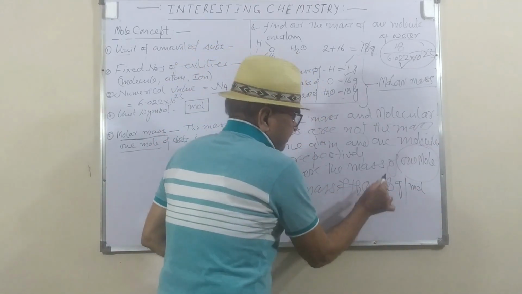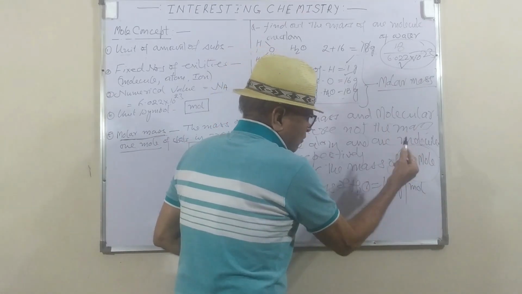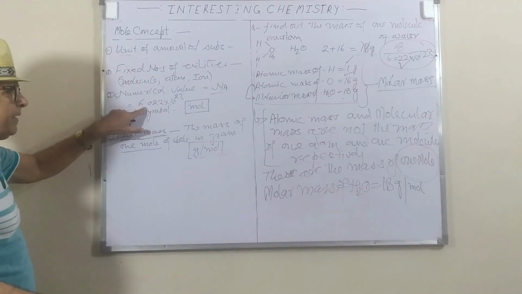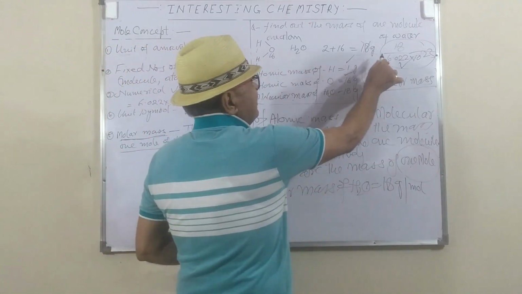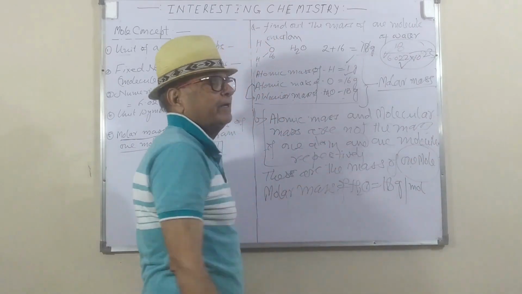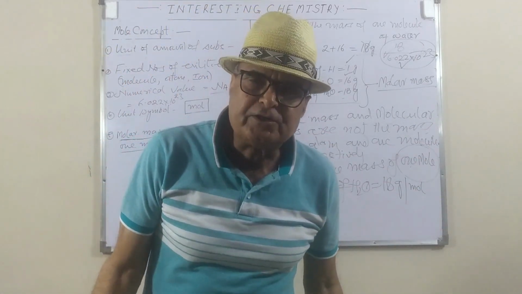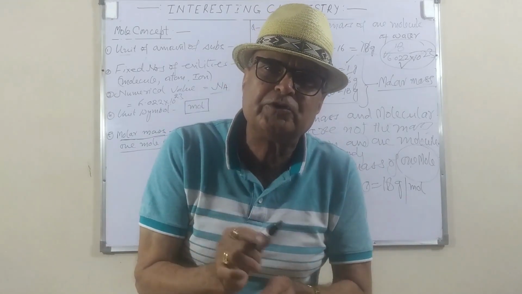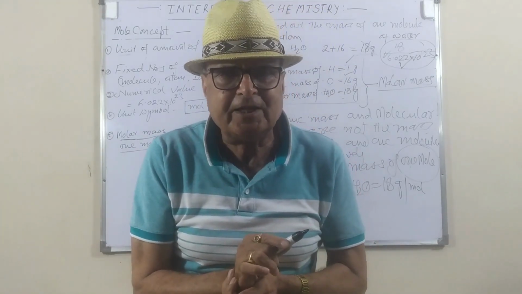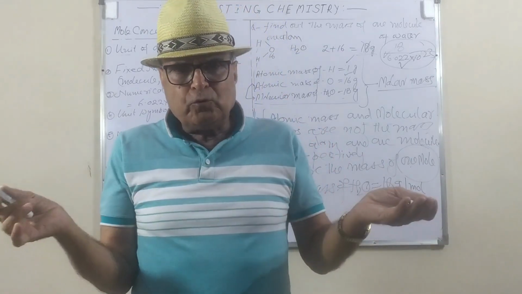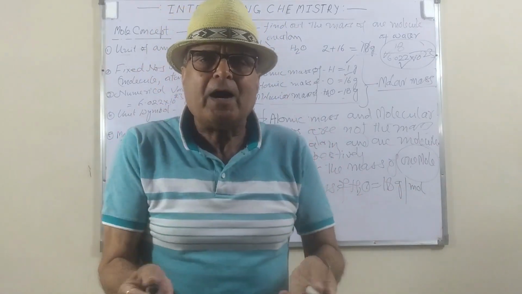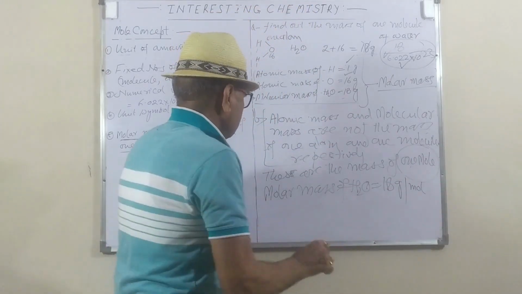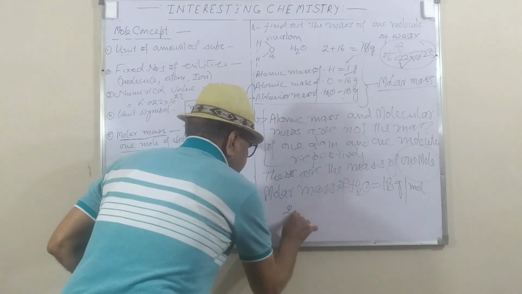This 18 is the mass of 1 mole, and 1 mole contains this number of entities. So this 18 will be divided by 6.022 into 10 raised to the power 23 to get the mass of 1 molecule of water. I think you have understood. If you have to find the mass of 1 atom of sodium, the atomic mass of sodium is 23.